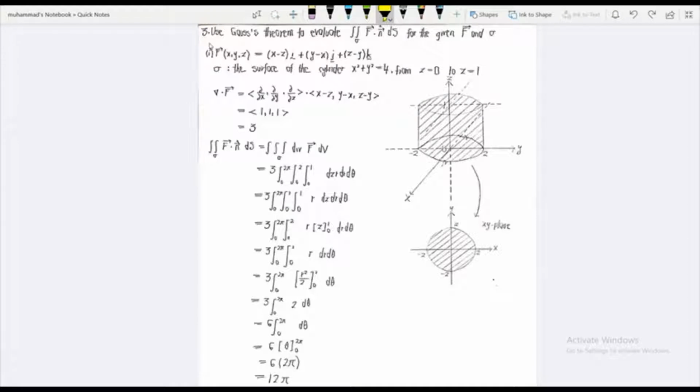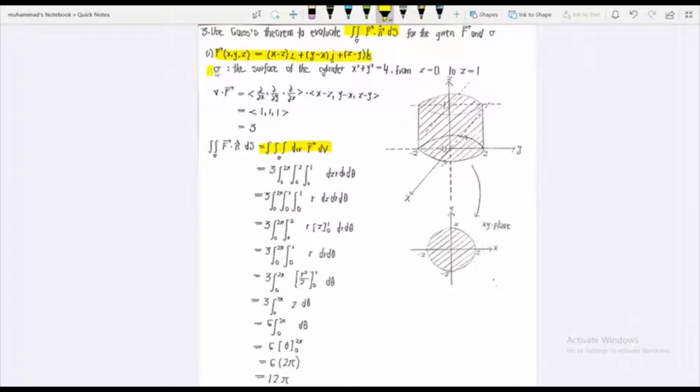The question is, use Gauss theorem to evaluate double integral F dot n dS for the given F and sigma. Note that if they ask to evaluate double integral F dot n dS, it means we need to use triple integral divergence F dV. So for the first question, they have given F(x, y, z) equal to (x minus z)i plus (y minus x)j plus (z minus y)k.